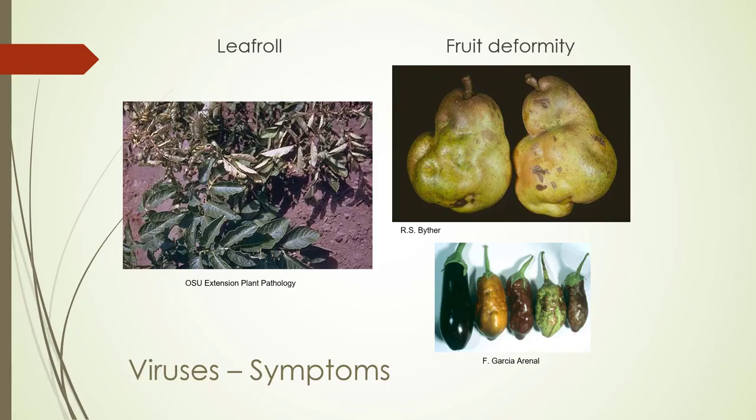And some of the other symptoms you may see are leaf rolls, which you see from potato leaf roll virus, pear stony fruit virus, where you have this fruit deformity, and then we've got tomato bushy stunt virus here on eggplant.